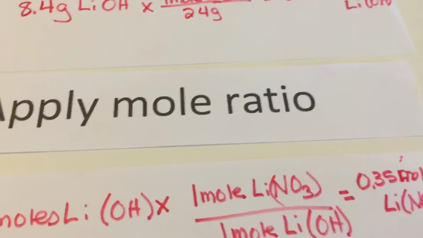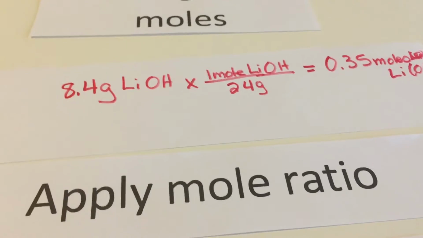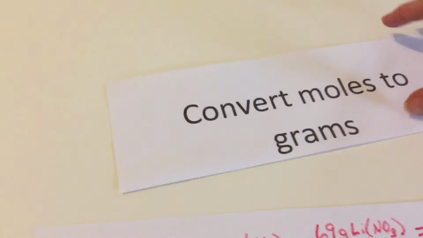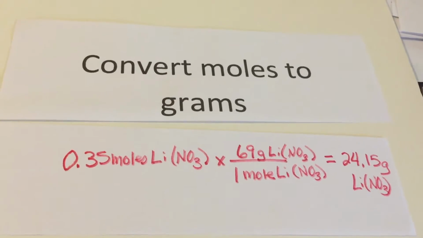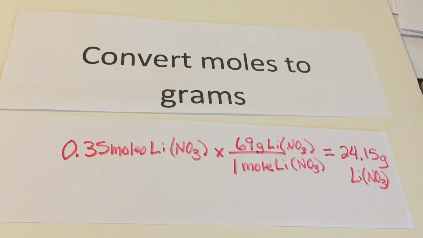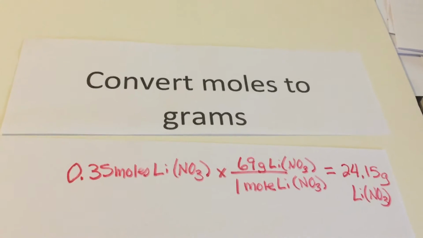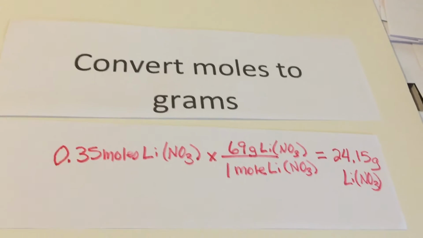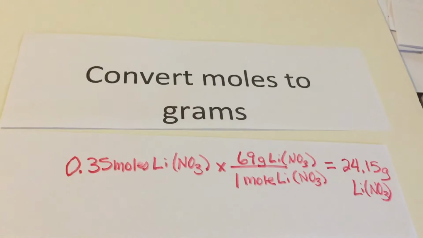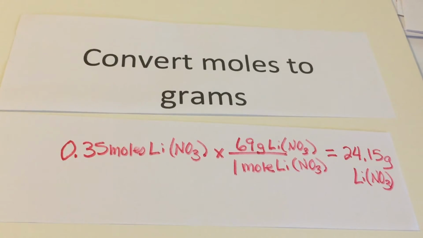Now we have one more step, because the question, if you look back at it, asks how many grams of lithium nitrate we can expect. So we have our last step. We're going to convert moles to grams again. We're going to take 0.35 moles of lithium nitrate and multiply that by the formula weight, or the molecular mass, of lithium nitrate, which is 69 grams over 1 mole. Put your moles in the denominator so they cancel out, and you get 24.15 grams of lithium nitrate.